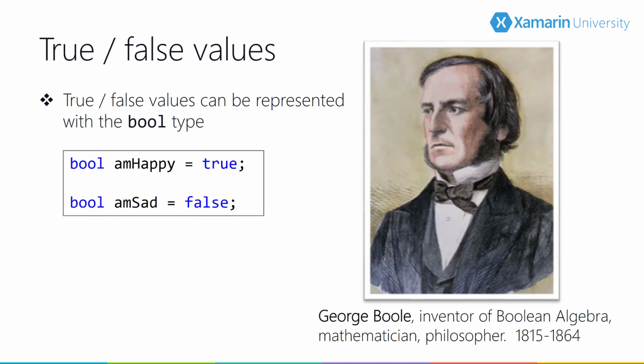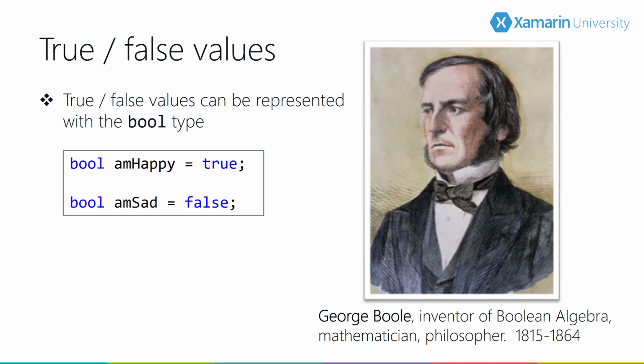Another common data type to use is a bool or boolean. A bool is something that can hold either a true or false value. That is it. So here you can see two examples of creating a bool. We have bool m happy, we're assigning that to true, and we have bool m sad equals false. So those variables are just holding the values true or false.